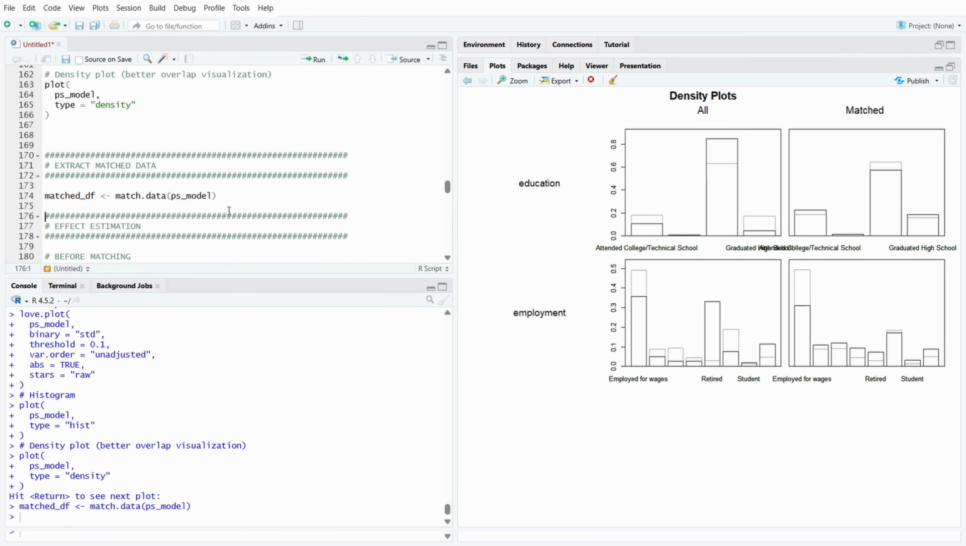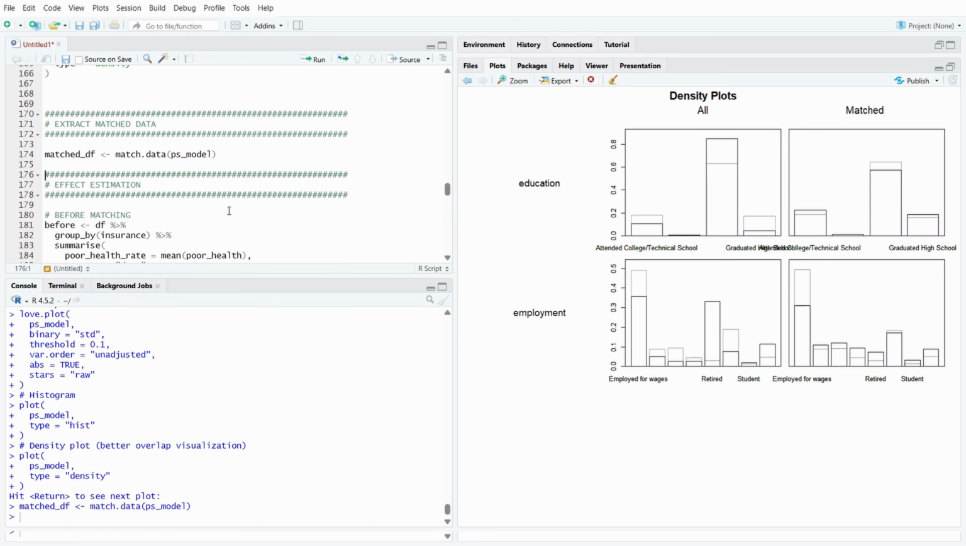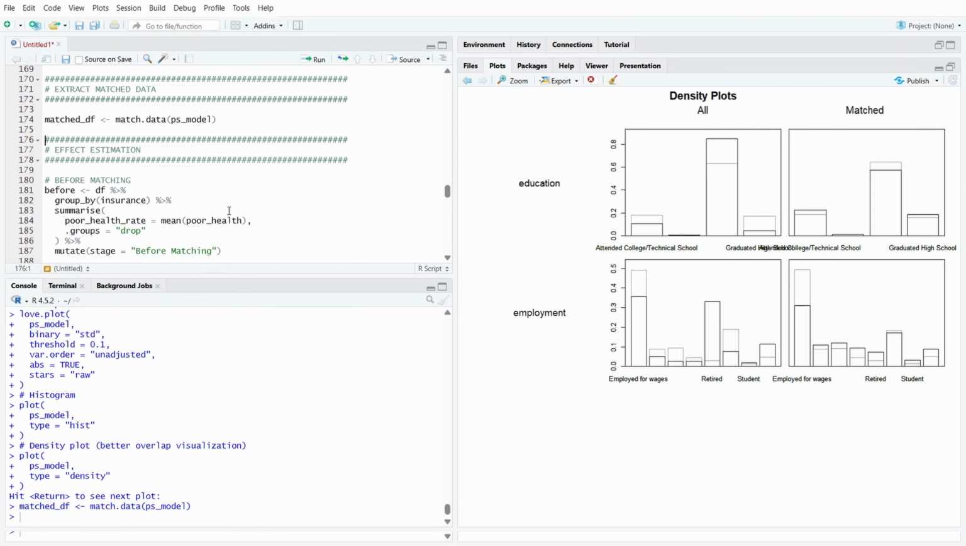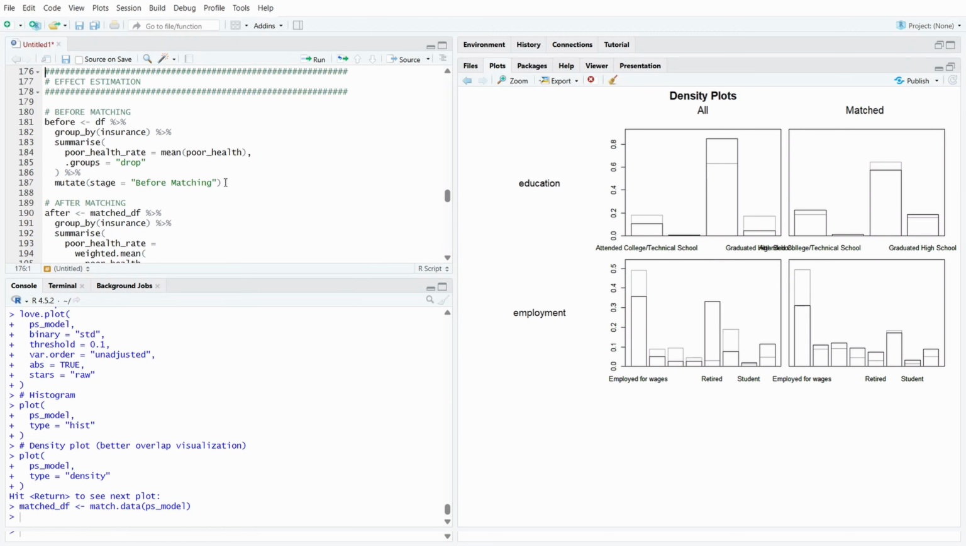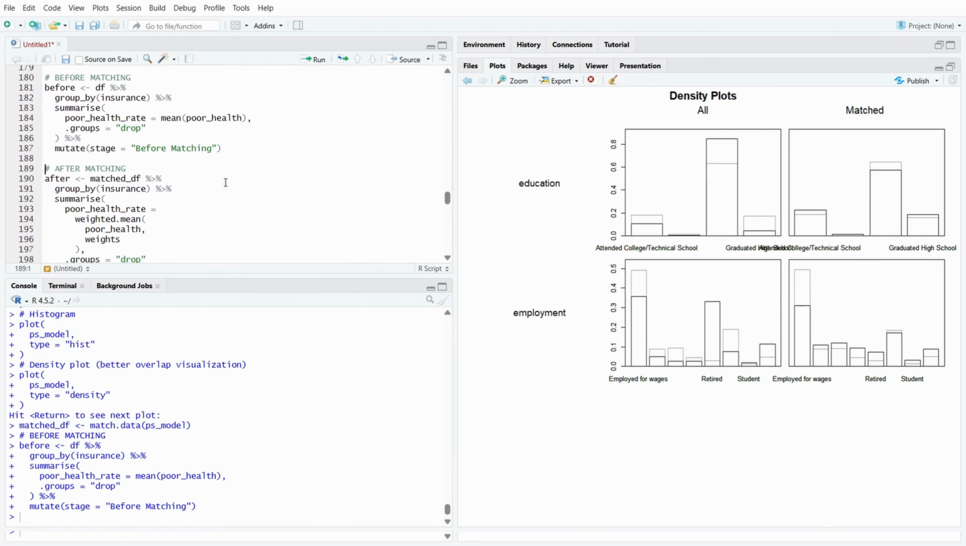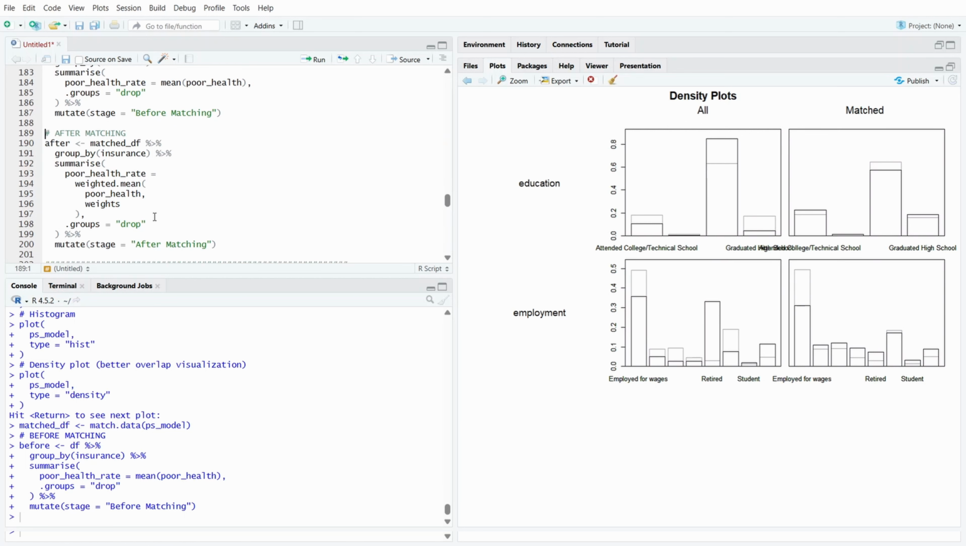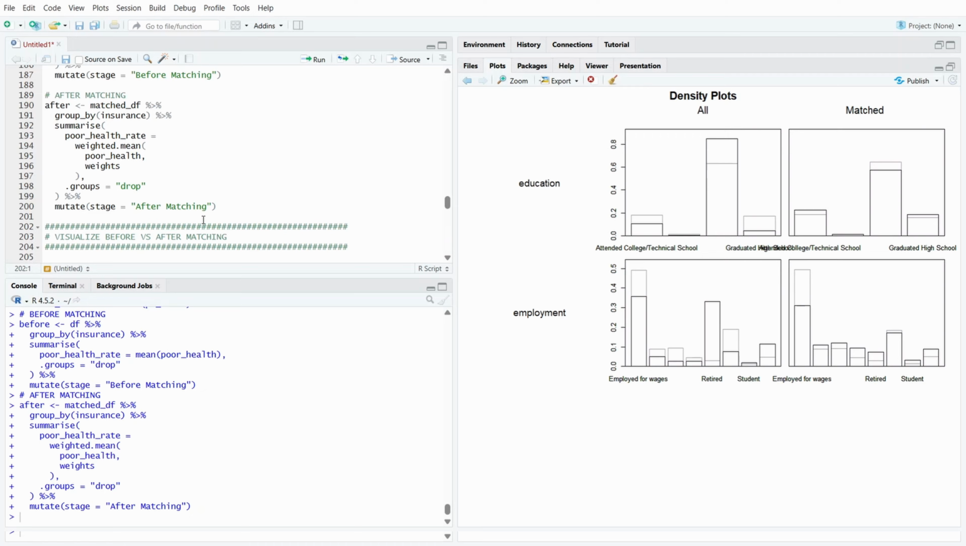Next, we compare poor health rates before matching and after matching. Before matching, differences between groups may partly reflect demographic and socioeconomic inequalities. After matching, we create a more controlled comparison because the participants now resemble one another more closely. For the post-matching analysis, we use weights generated during the matching process. These weights help us account for how each participant contributes to the matched sample.